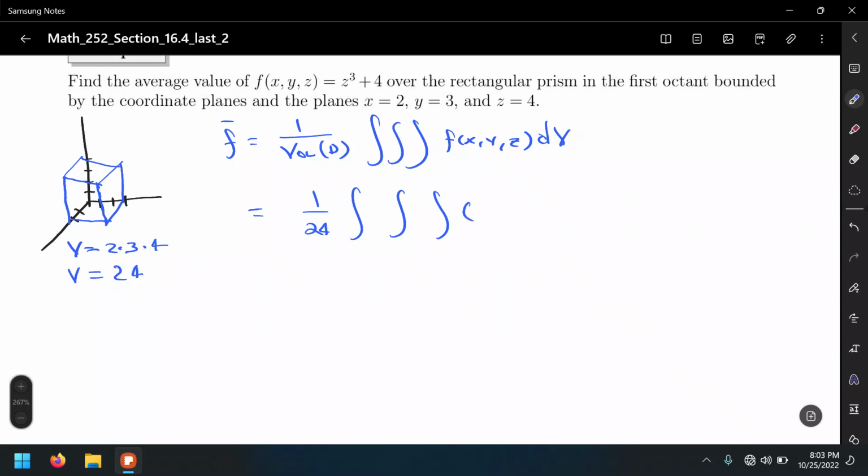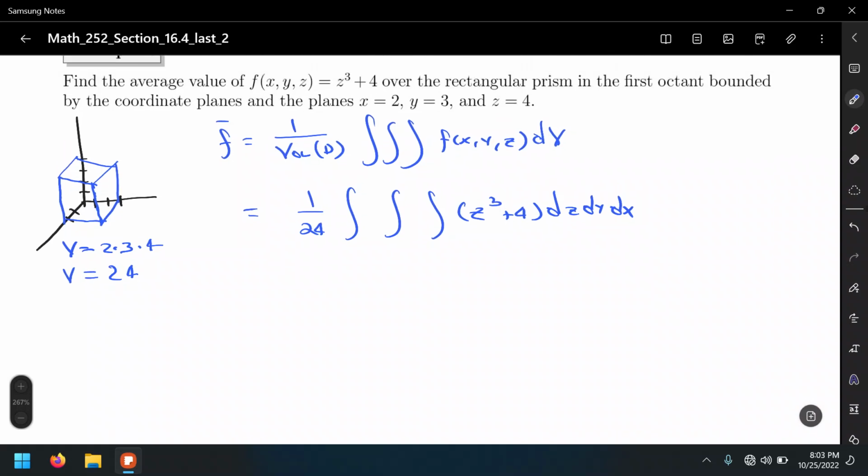of the function z cubed plus 4. We can do dz dx dy, dy dx dz, whatever order you want. But we're already used to dz, dy, and dx. And in fact, any order is not going to make the integral more complicated or easier, because look at the limits of the region. They're all constants. So it's vertically simple, horizontally simple, everything, from whatever perspective you look at this region. So we can just go from 0 to 2, 0 to 3, and 0 to 4.